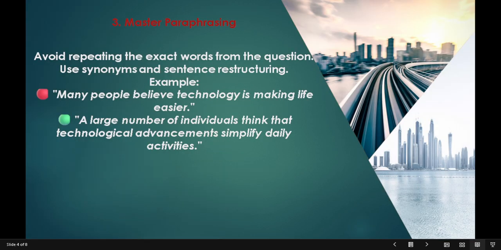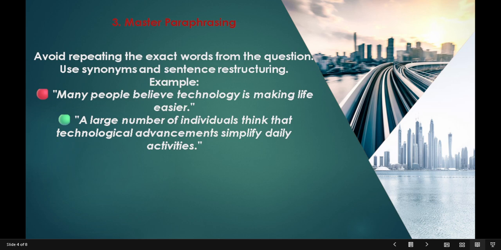Now the third is to master paraphrasing. Very important. Master paraphrasing. The idea of paraphrasing is writing a clear summary of the original question in a way that it is clearly understood. All right. Avoid repeating the exact words from the question. Very important. Use synonyms and sentence restructuring. Repetition in the English language means you barely have an idea of the English language. So for you to actually use synonyms shows the vast knowledge you have about that subject, or about the language you're conveying your information with.